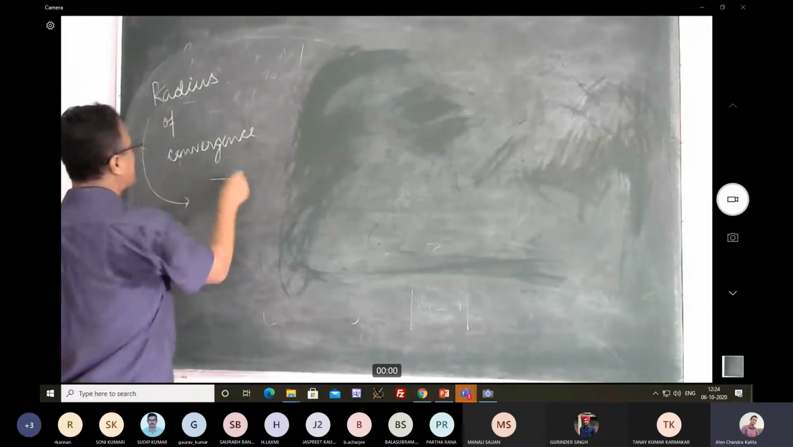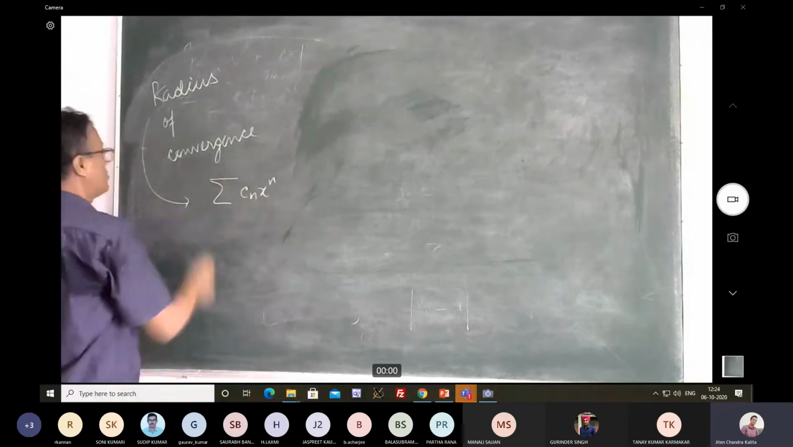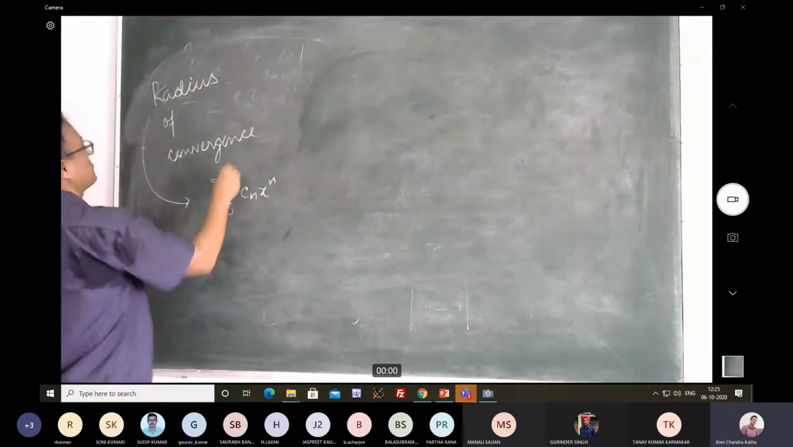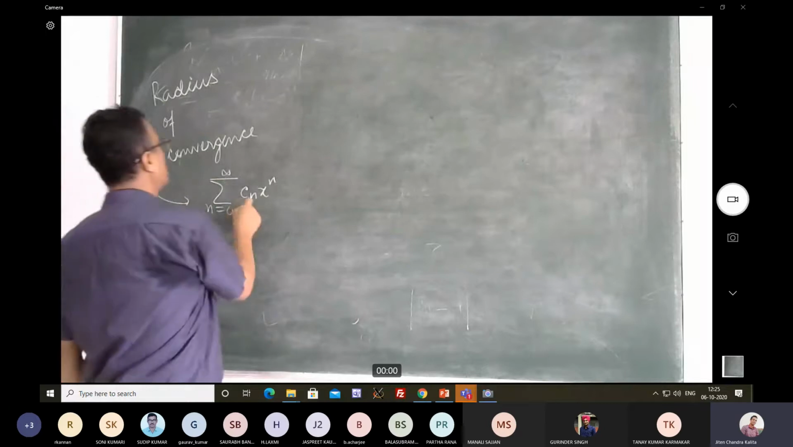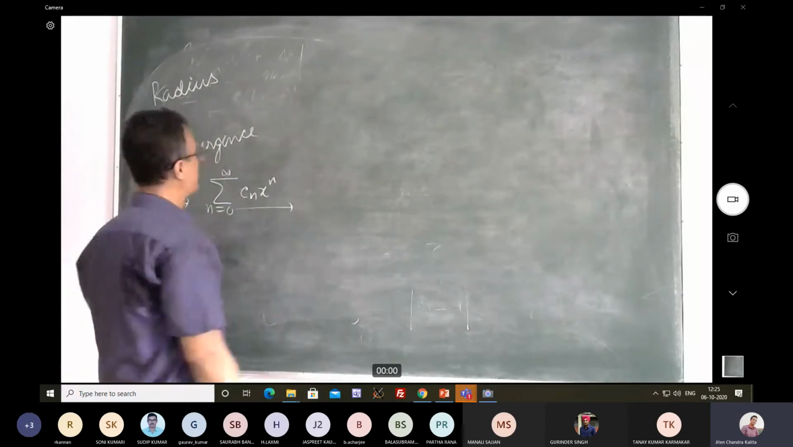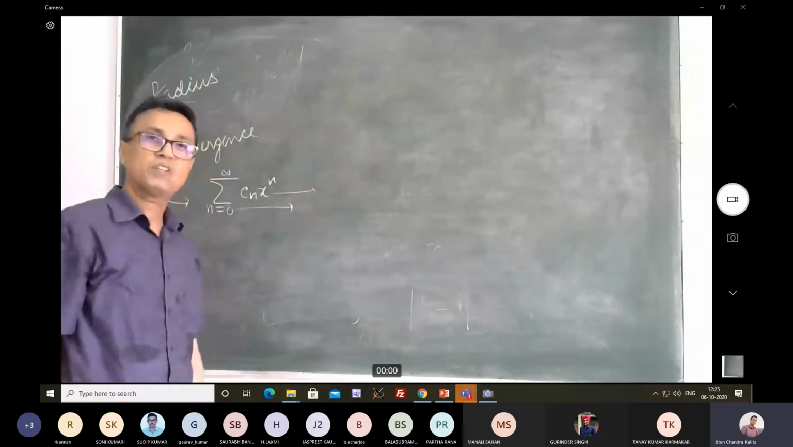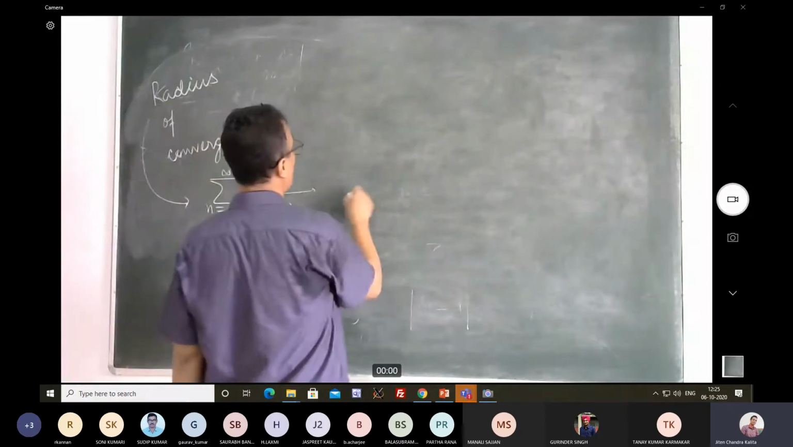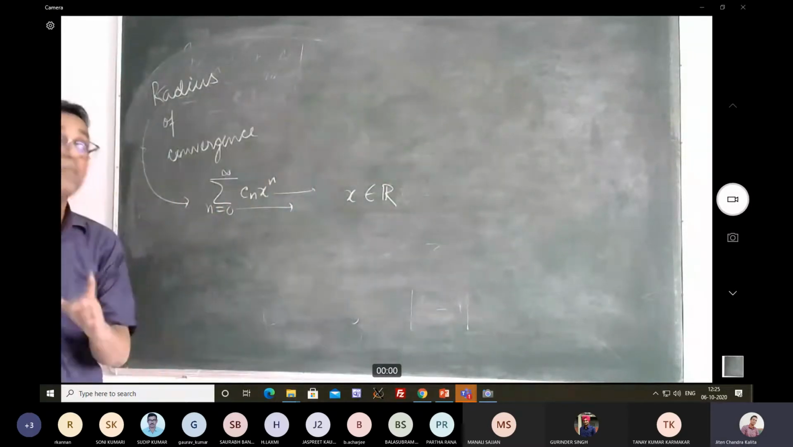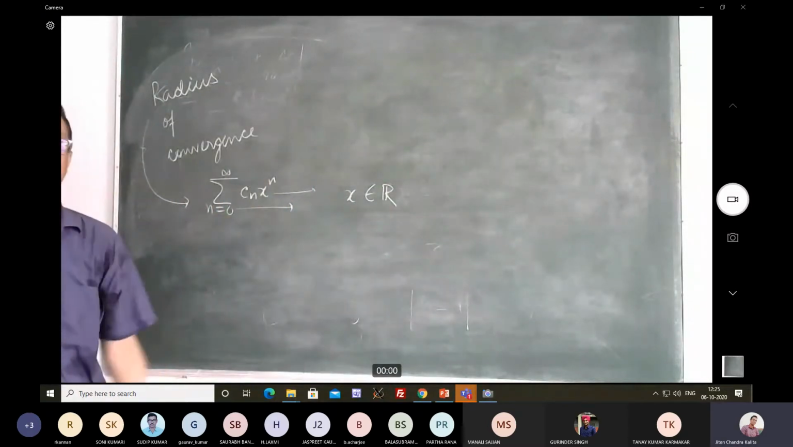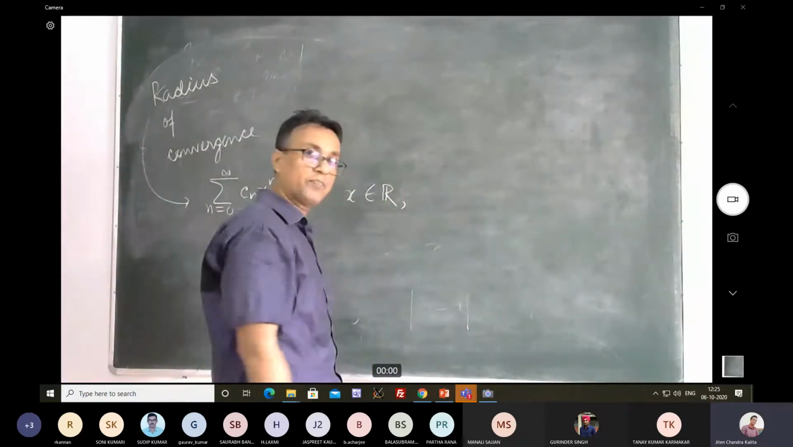Suppose I am considering this infinite series, the sum of C n x to the power n, of course, going from 0 to infinity. So now, what may happen? This series may be absolutely convergent for all real numbers. Maybe. I'm not saying that this is going to be. Okay, so that may be one possibility.